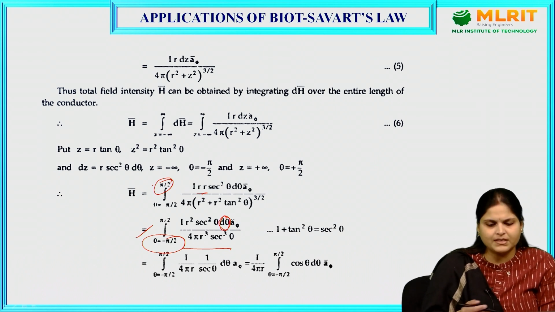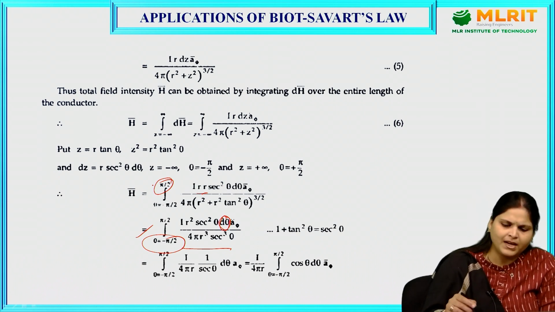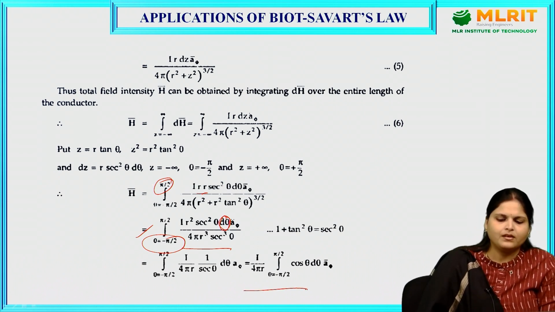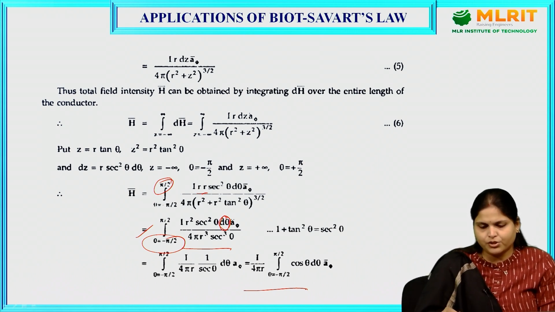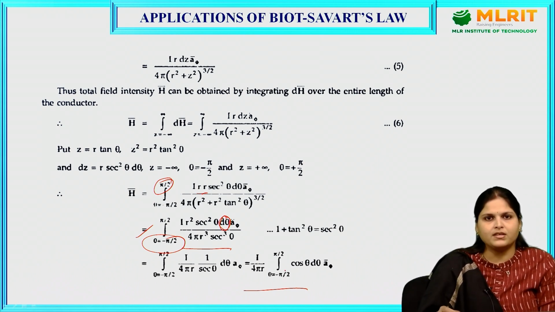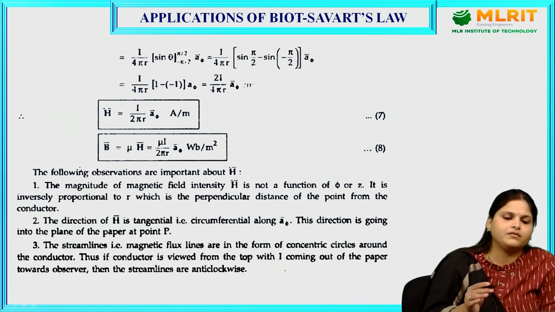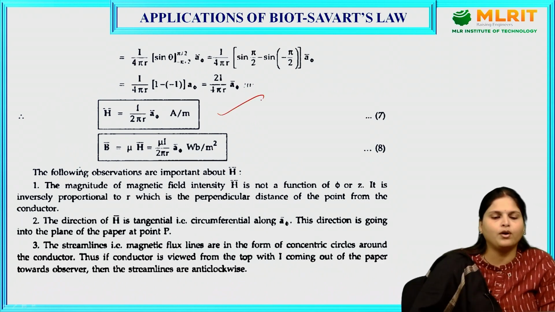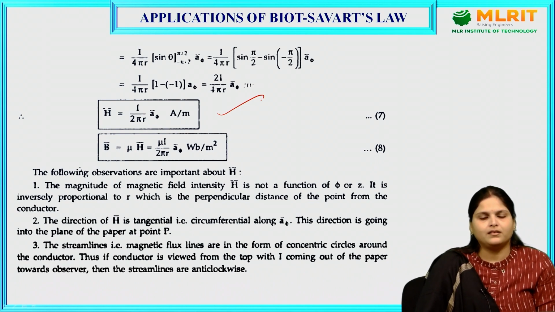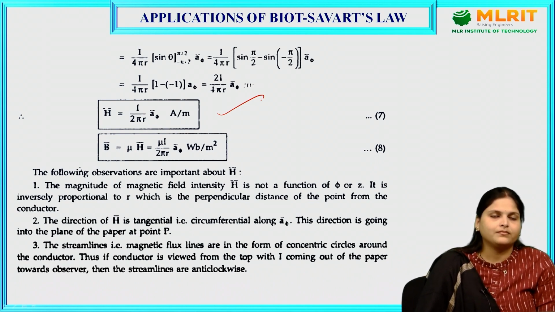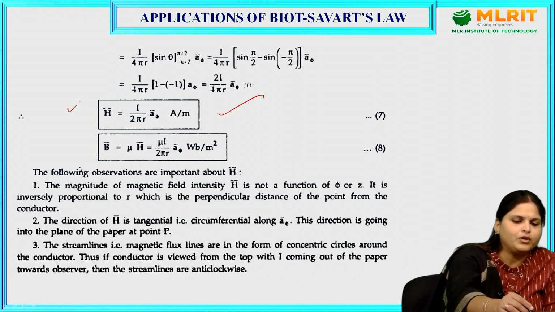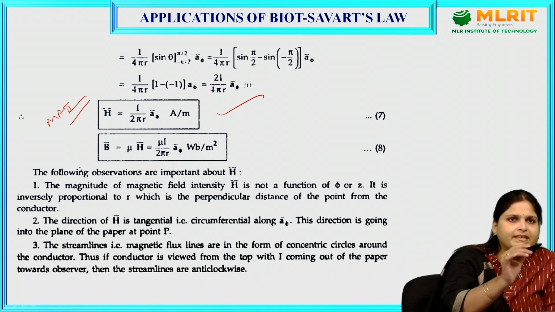Now we will further simplify it, and after simplifying we get 1 upon 4 pi r integration of minus pi by 2 to pi by 2 cos theta d theta a phi. On simplifying this further, we finally get the formula I upon 2 pi r a phi ampere per meter, right. This is the formula for H, means magnetic field intensity.